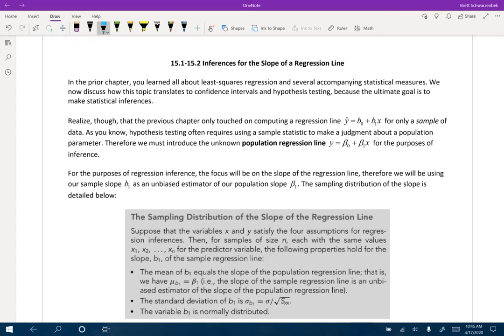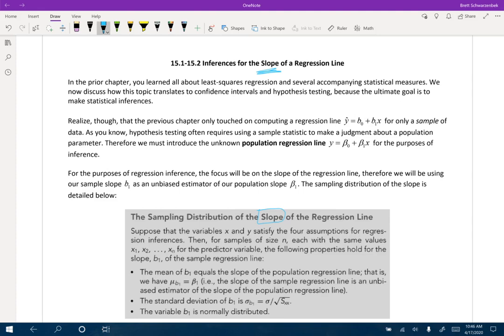Before we actually talk about hypothesis testing and confidence intervals, there's a couple things we need to discuss first. First, in this scenario, we concentrate solely on the slope of the regression line when it comes to inference. So you'll see there's no mention of the other element, the y-intercept. We concentrate on the slope, which makes sense because the slope is basically the main value that's comparing the two variables. So just note that as we move forward.